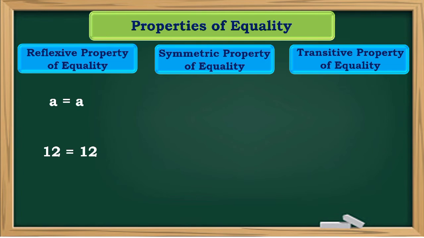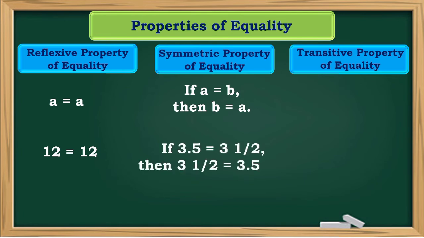Next is the symmetric property of equality. When we say symmetric, quantities that are equal can be read forward or backward. So if A is equal to B, then B is equal to A. For example, if 3.5 is equal to 3 and 1/2, then 3 and 1/2 is equal to 3.5.